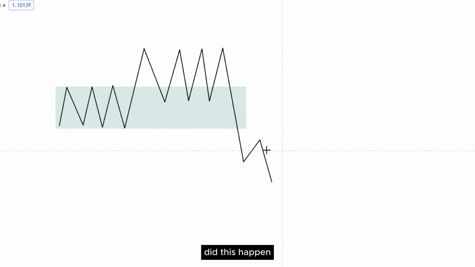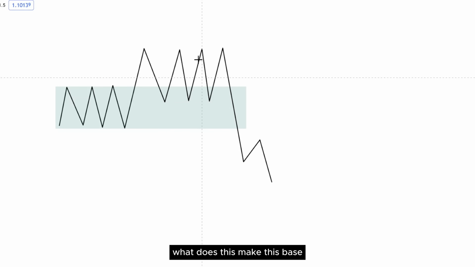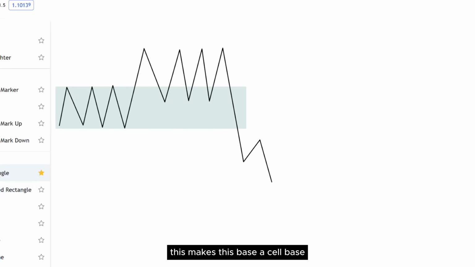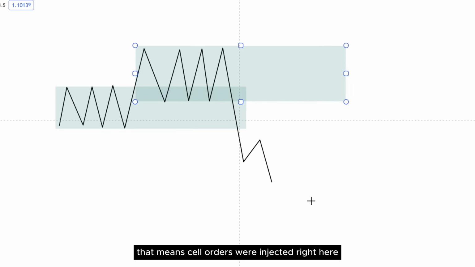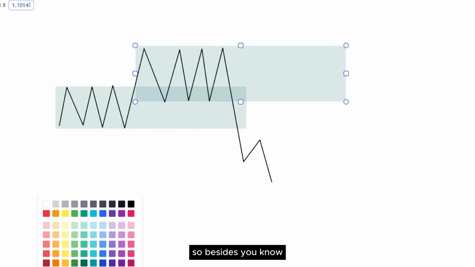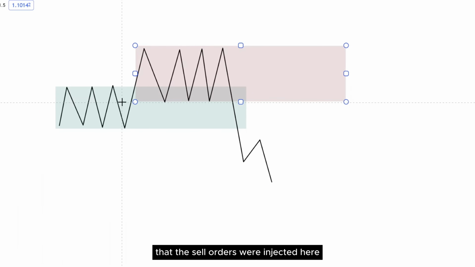So let's say this happened. What does this make this base? This makes this base a sell base because it broke to the sell side. That means sell orders were injected right here. So that you know that the sell orders were injected here, look what happened.